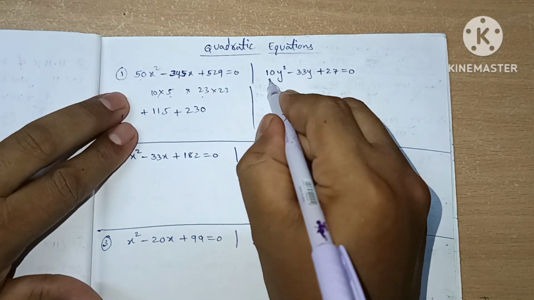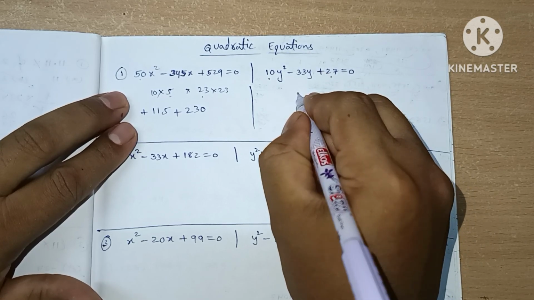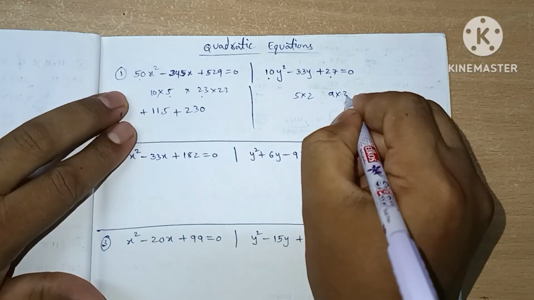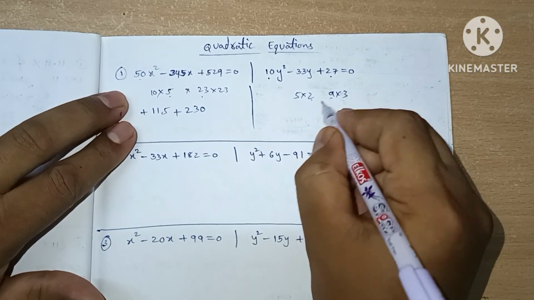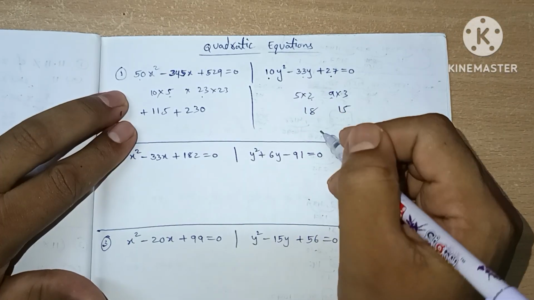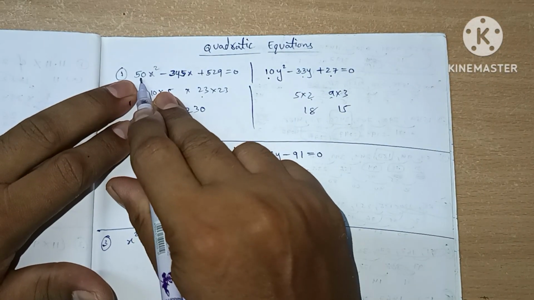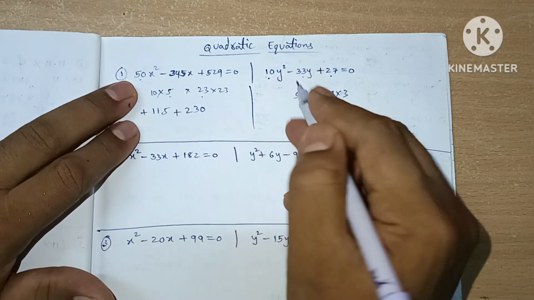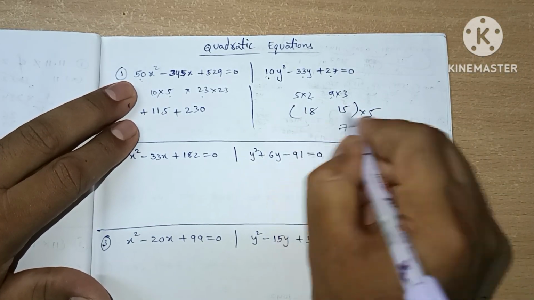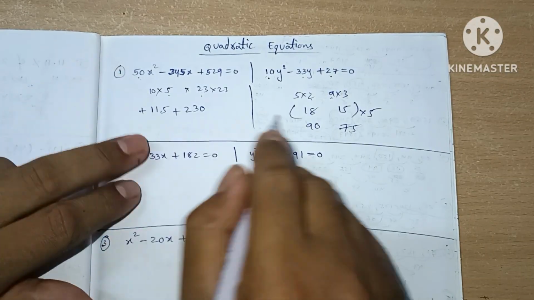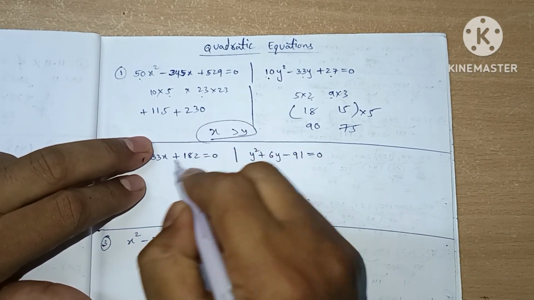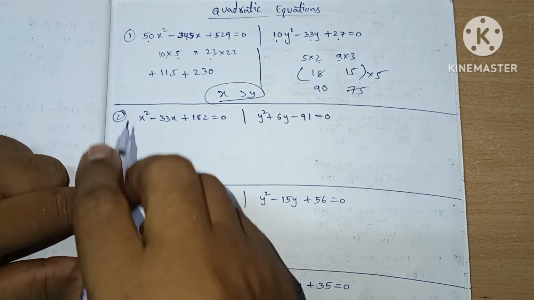Now here 10 into 27, we write this as 5 into 2, and 27 as 9 into 3. Let's take 9 2 times 18 and 15. Do we get 33? Yes, we get 33. To make the bases equal, here the base is 50 and here the base is 10. So to make the base equal, we multiply this with 5. 75 and 5 18 times will be 90. Now we compare these two. From these two, it is clear that x is greater than y. Okay. Next, second question.